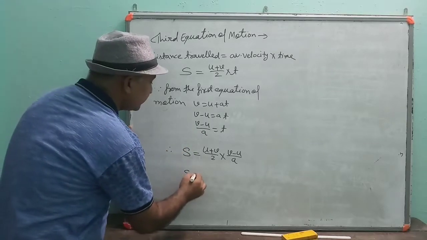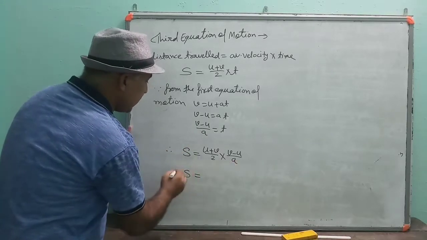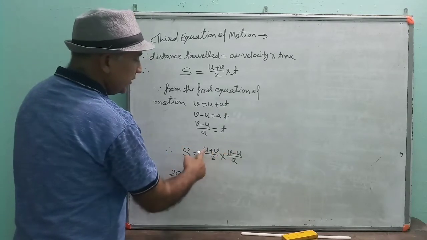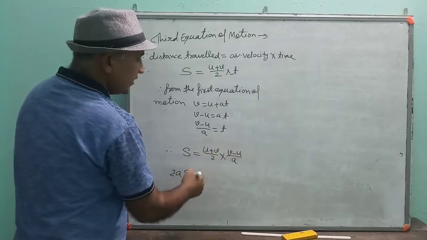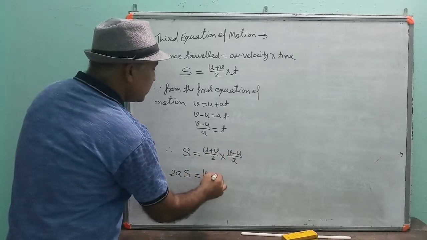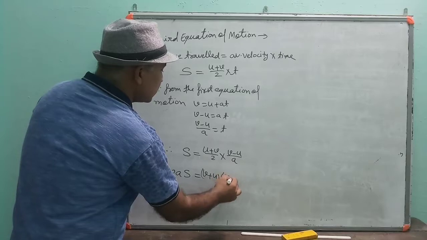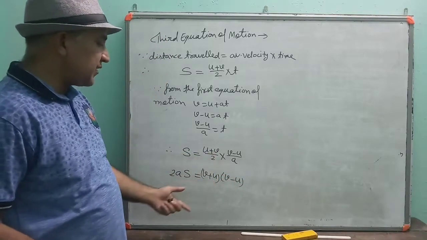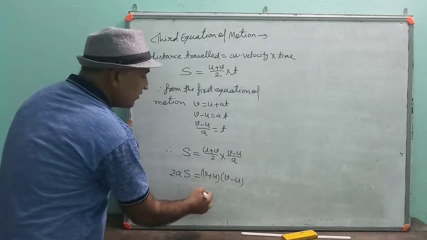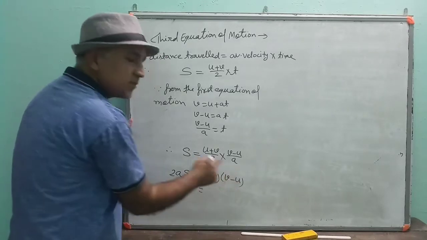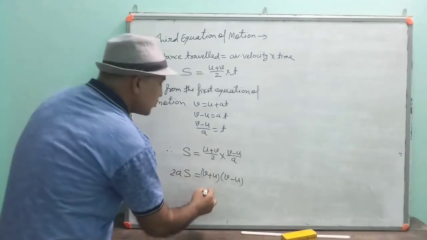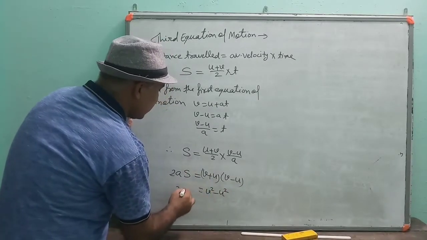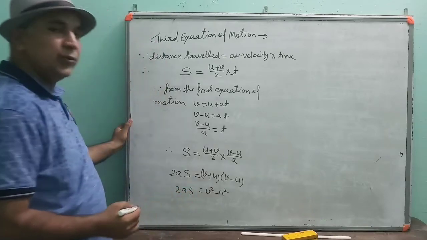Now see, a and 2 are multiplied, becomes 2as, and what will be here? (u plus v) into (v minus u). If you arrange it, you can write v plus u, v minus u, both are the same. Now you can see it clearly. (a plus b) into (a minus b) formula can be applied here. So it will become v square minus u square is equal to 2as.